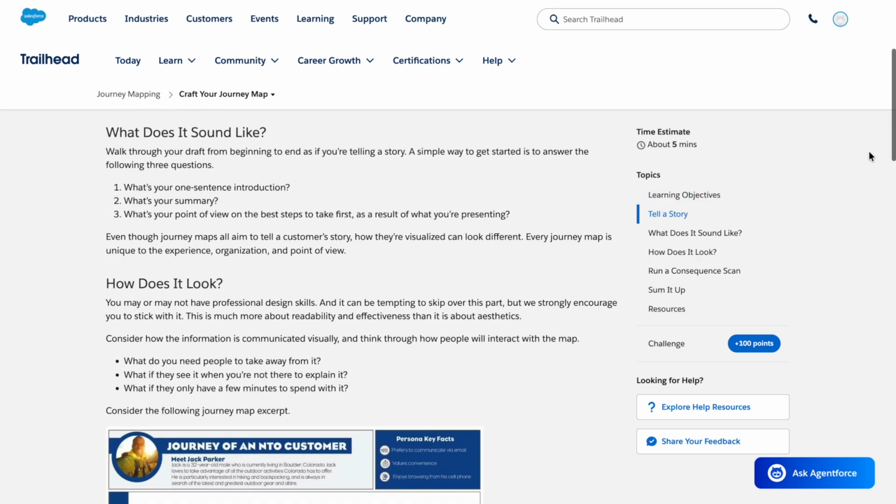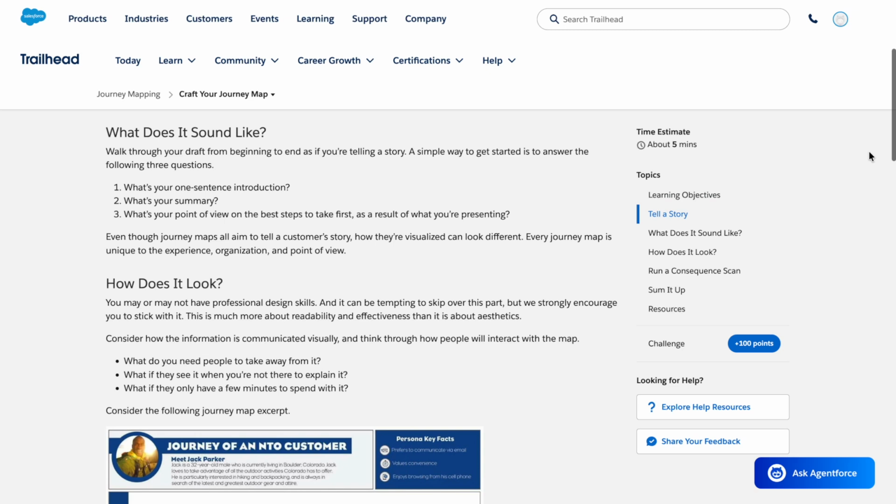Walk through your draft from beginning to end as if you're telling a story. A simple way to get started is to answer the following 3 questions. What's your one-sentence introduction? What's your summary? What's your point of view on the best steps to take first as a result of what you're presenting?